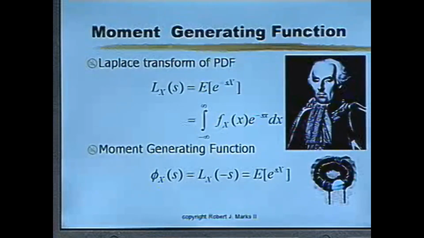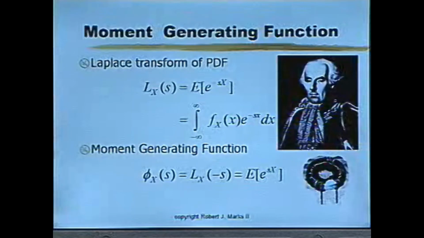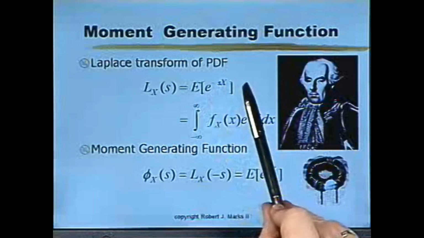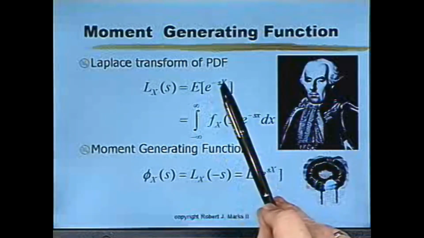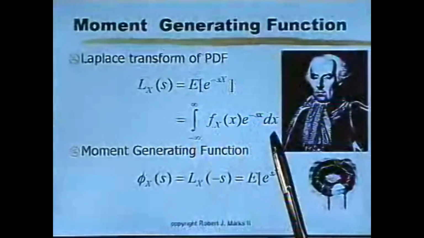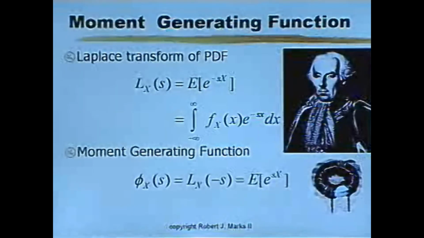There's a moment generating function also. We will not deal with the moment generating function in here, but the moment generating function is similar to the characteristic function in that it is the expected value of e to the minus sx. Well, if you compute that, you get the integral from minus infinity to infinity of the density function times e to the minus sx dx, and we in double E know that's a Laplace transform. So we can Laplace transform the PDF, or we can Fourier transform it. We know that there's many similarities.